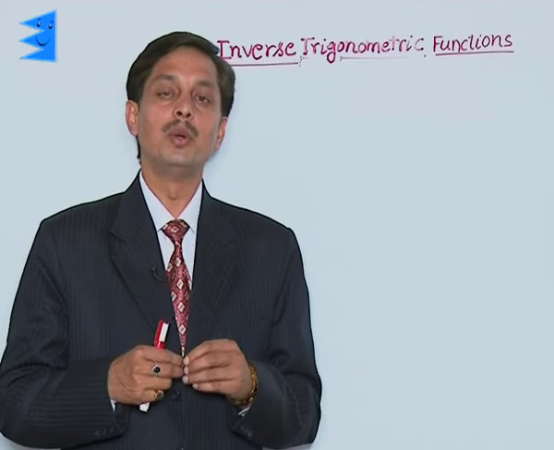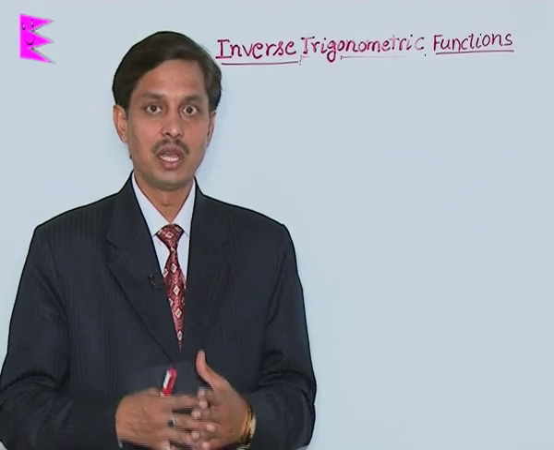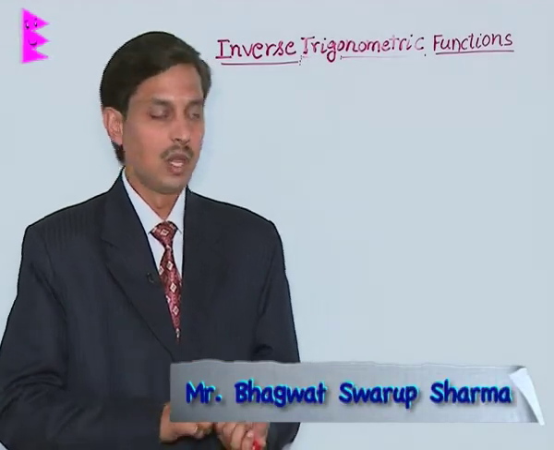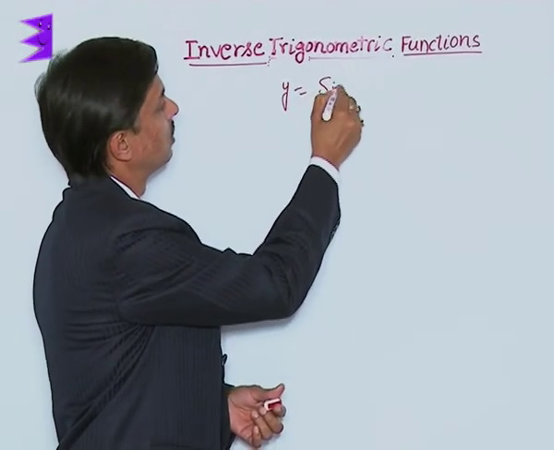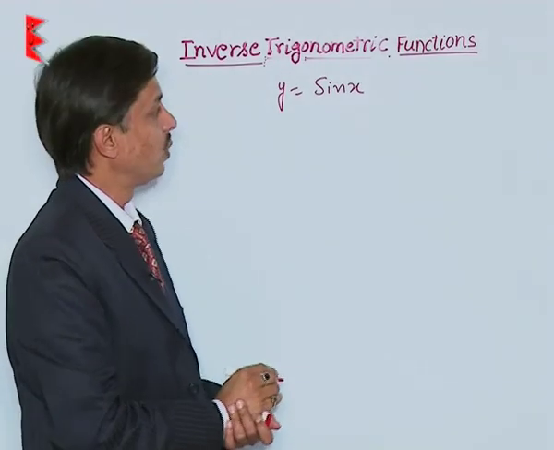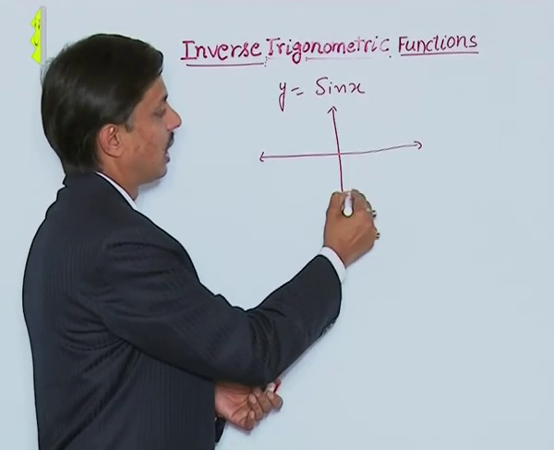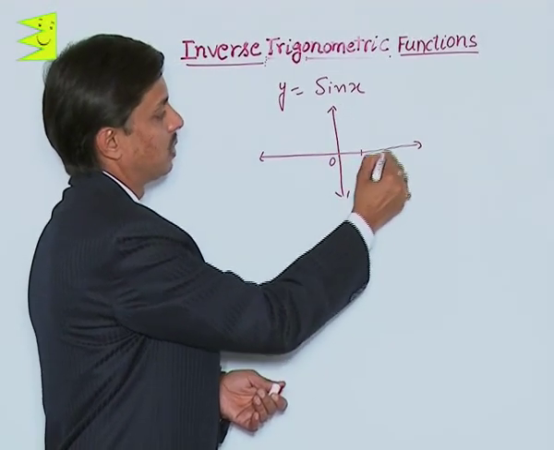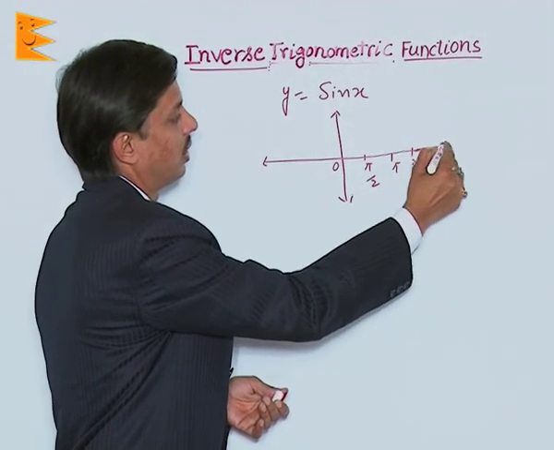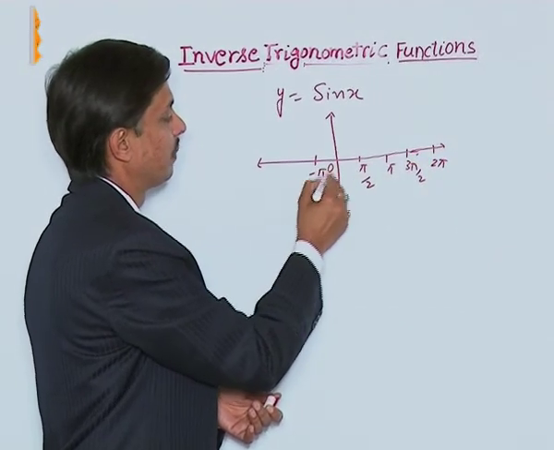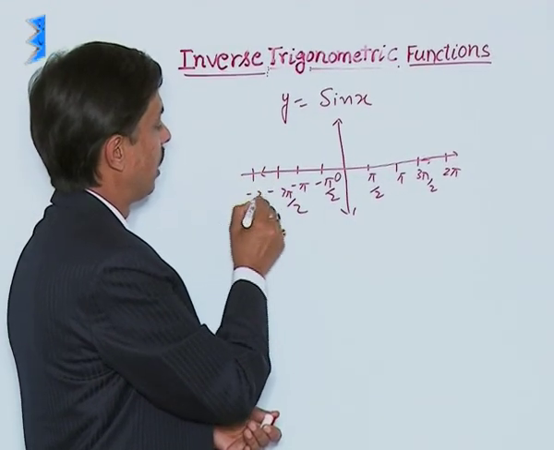Now I want to explain these inverse trigonometric functions with the help of the graphs in their principal branches. First of all, I want to tell you about y equals sin x. If y equals sin x, then you know very well that the graph is 0, this is pi by 2, pi, then 3 pi by 2, we can extend it till 2 pi, which is its periodicity. Similarly minus pi by 2, minus pi, minus 3 pi by 2 and minus 2 pi.